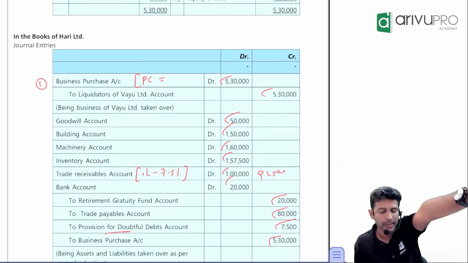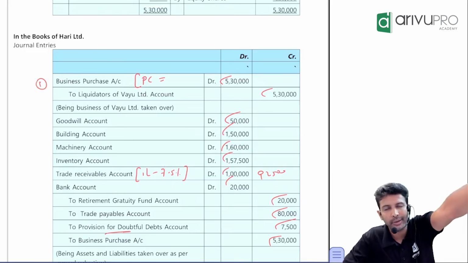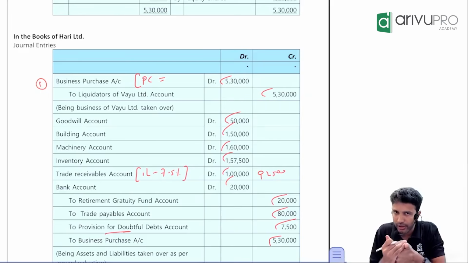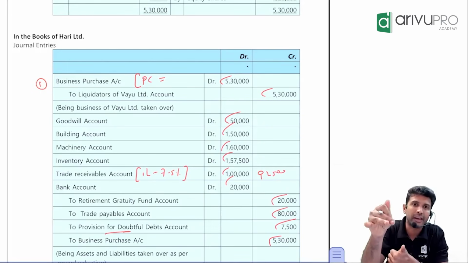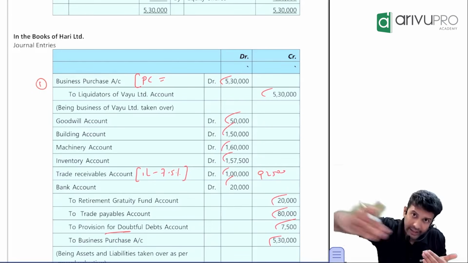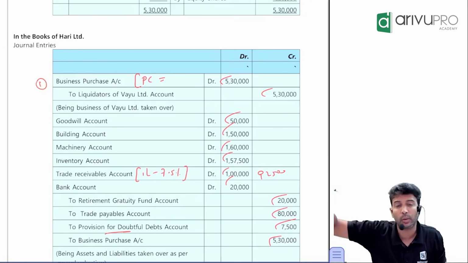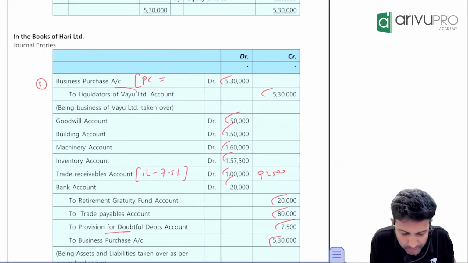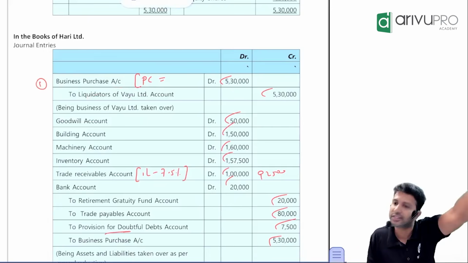Okay, first entry, reiterate it back to me. Tell me once again, what is the entry first? Business purchase account debit to whom will the purchase consideration be given to? Directly we will give it to the owners, or there is one more person to help the process? Liquidator. Hence, business purchase account debit to liquidator of selling company.